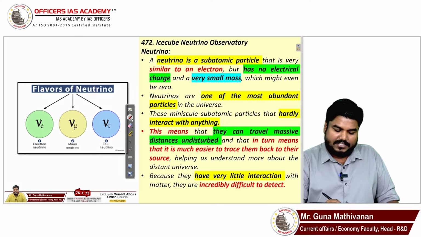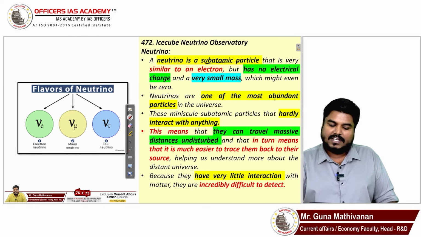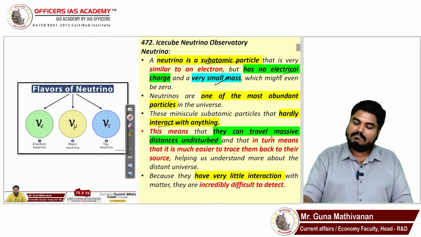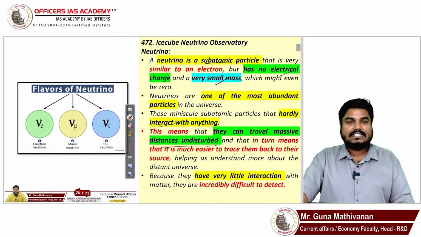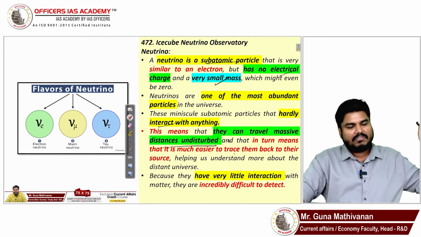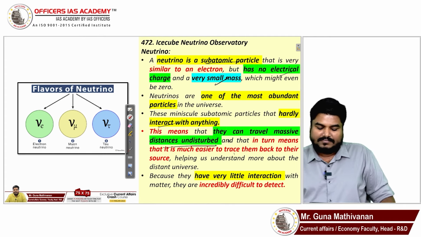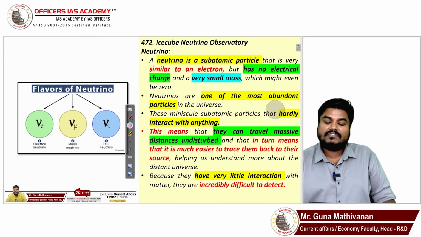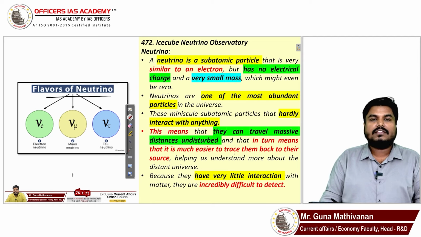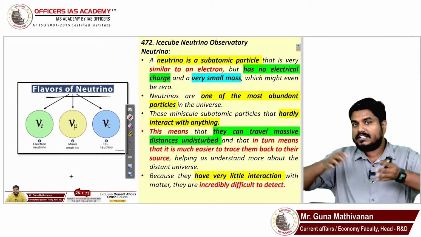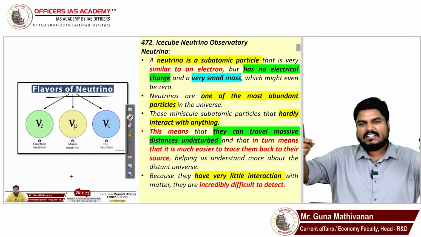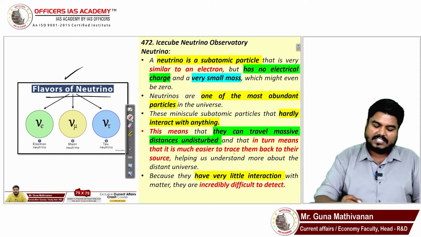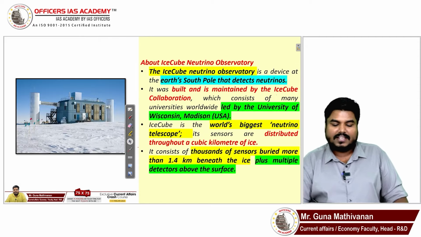Right. So neutrinos, subatomic particles, have no electrical charge, very small mass, and are one of the most abundant particles, but hardly interact with anything. They can travel massive distances undisturbed, because the mass is almost zero. Without any issue, it is going to travel. They have very little interaction, so it is difficult to detect. We have different flavors of neutrino. When these neutrinos pass through different regions of space, slight changes will happen, which we refer to as flavors of neutrino.